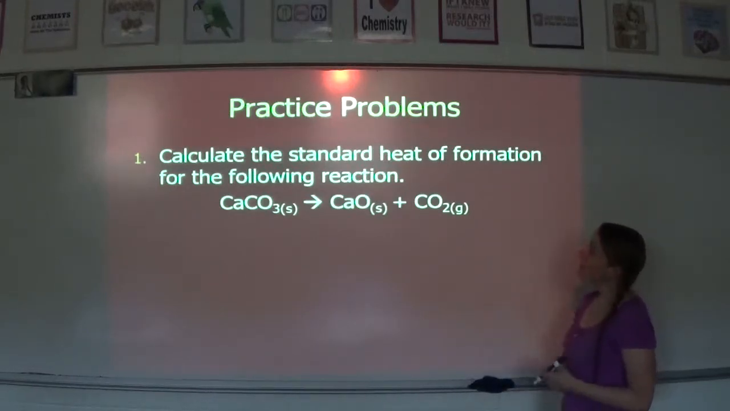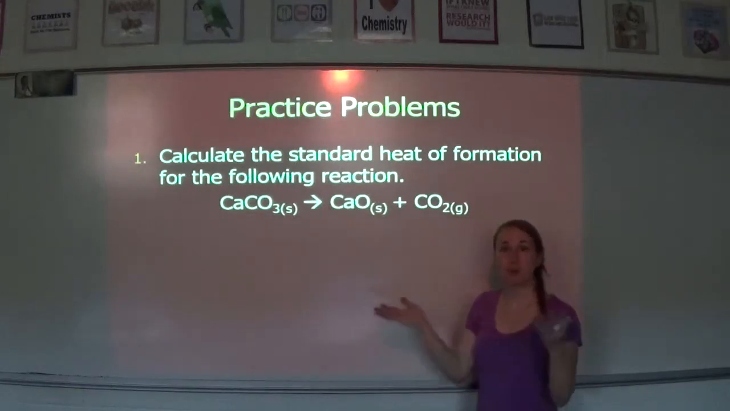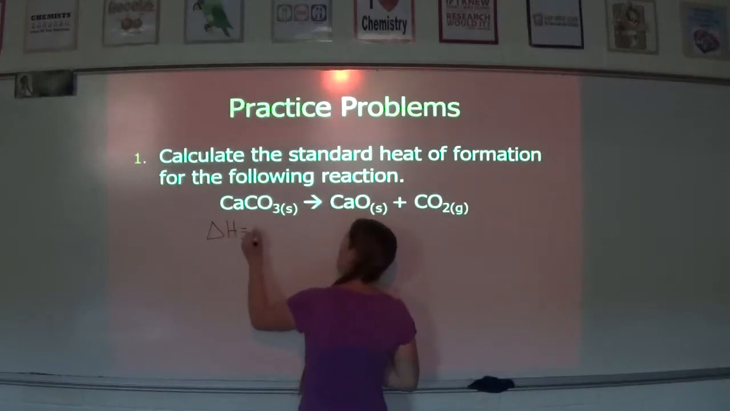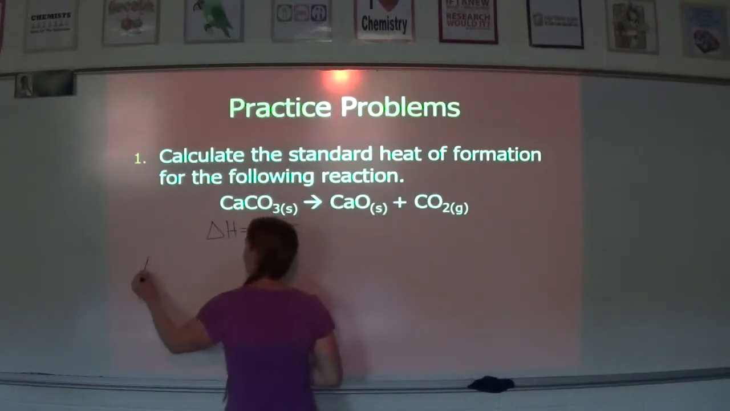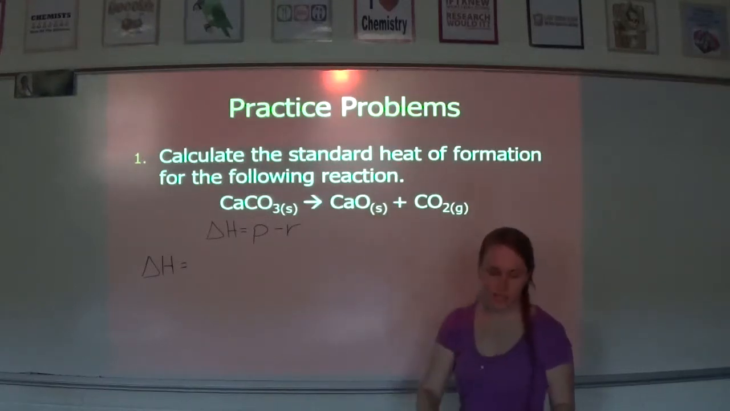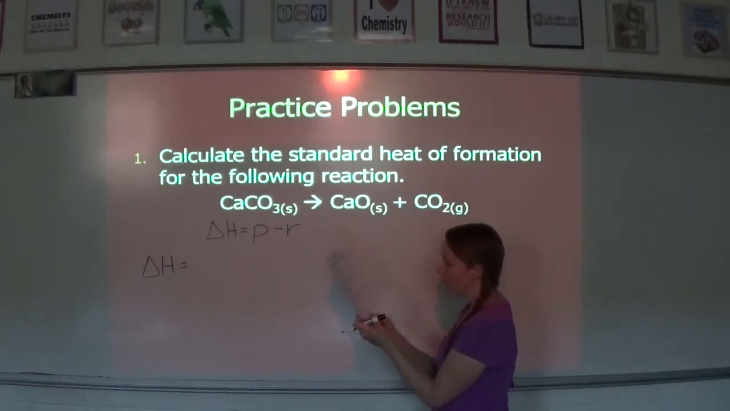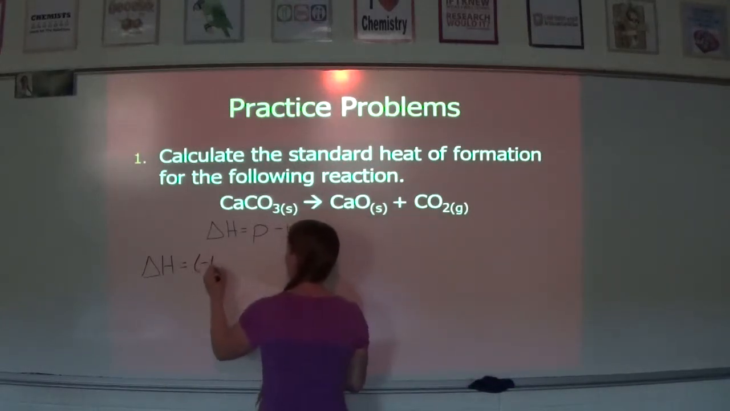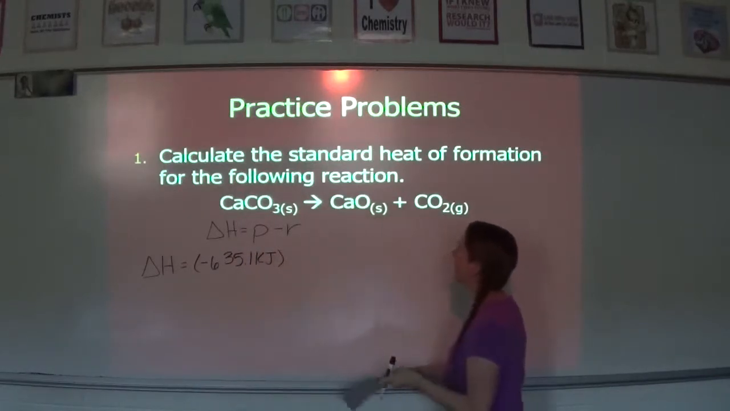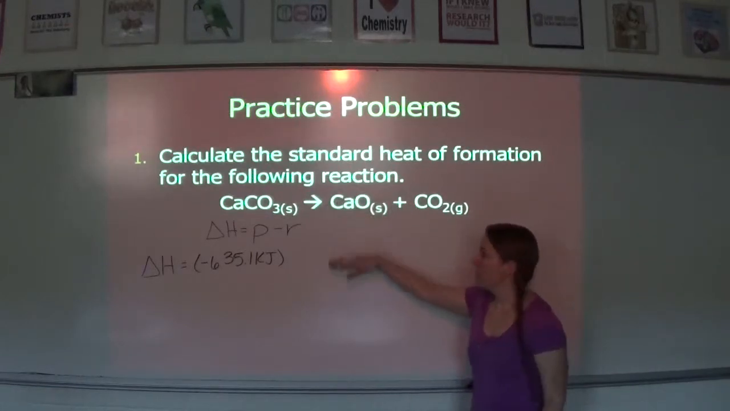So it says calculate standard heat of formation for the following reaction. Well, this one, notice, I don't have any coefficients. I don't have to remember to multiply by anything. So remember, my delta H is my products minus reactants. So I start with my products. So I have CaO solid. So I get my thermochemistry charts page out. CaO solid is negative 635.1 kilojoules. I don't have to multiply by anything because we're technically multiplying it by 1.